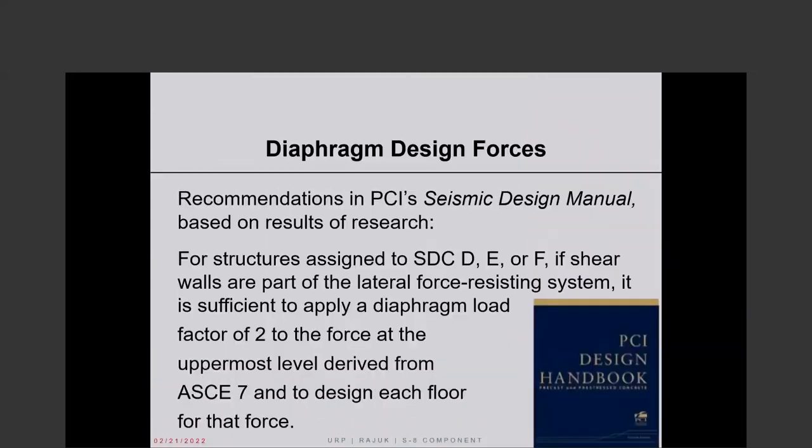Our recommendations were picked up in the PCI design handbook, and part of the recommendation is for structures assigned to design category D, if shear walls are part of the lateral force resisting system, it is sufficient to apply a diaphragm load factor of 2 to the force at the uppermost level and to design each floor for that force. So now you design the roof level diaphragm for twice the force level you calculate from ASCE 7, and then keep it constant down the height of the building. Don't decrease it any further. This was our recommendation.